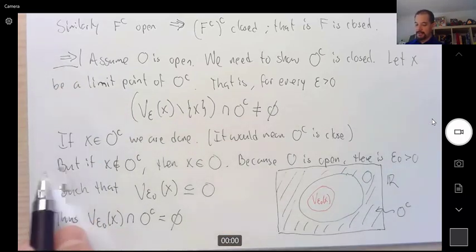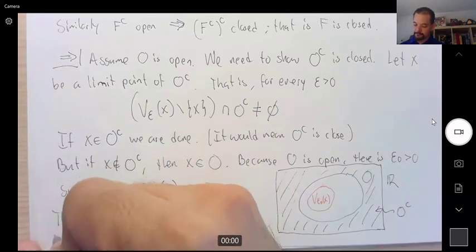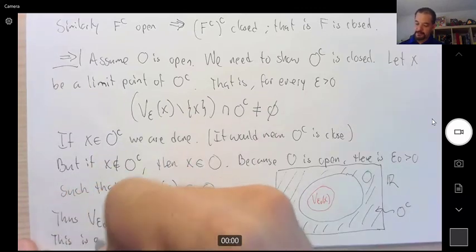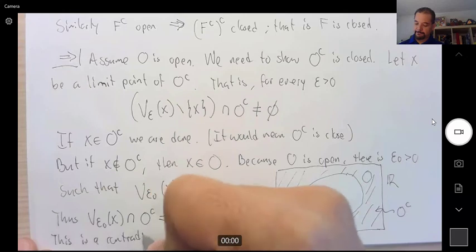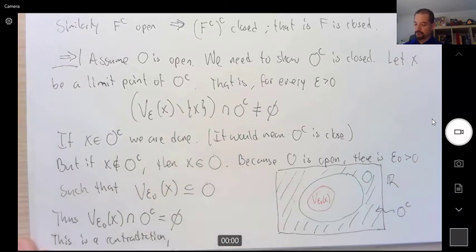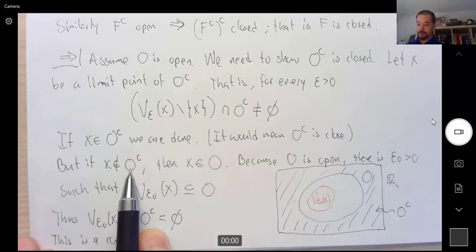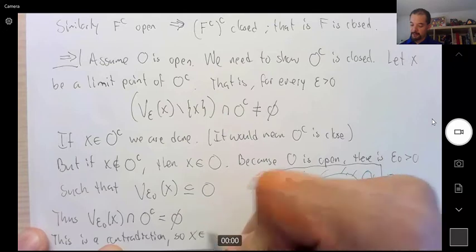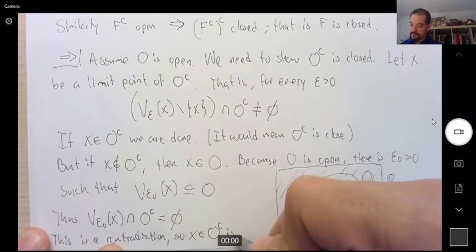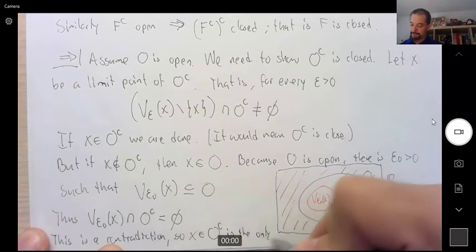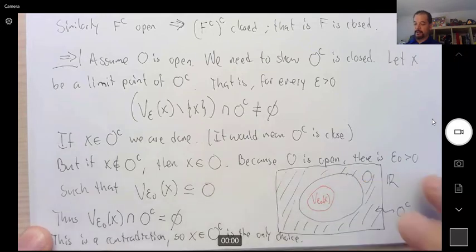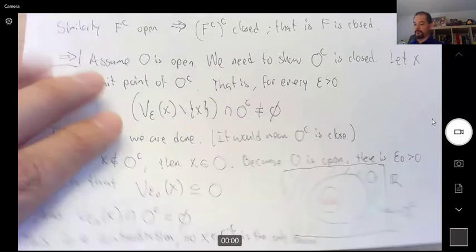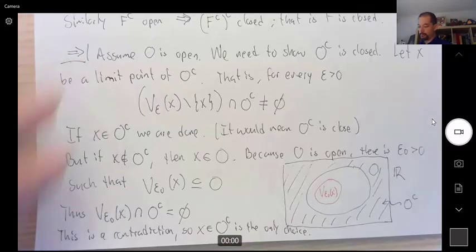And so that means this case doesn't happen. This is a contradiction. Contradiction to what? Well, because we said X is not in O complement, so that means X is in O complement. So X belonging to O complement is the only choice. And we are done, right? We just proved that all the limit points of O complement are in O complement.